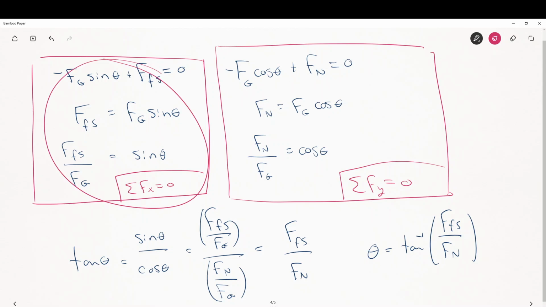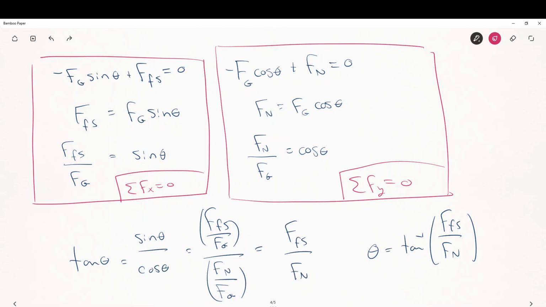So if we look over here, I start out with the negative force of gravity times sine theta plus the force of friction is equal to 0. And my goal here is going to be to get the sine of theta by itself. So to do that, I'm going to move this to the right-hand side, so you can see it gets moved there. And I'm going to divide by the force of gravity. And so I'm left with the sine of theta is equal to the force of static friction divided by the force of gravity.